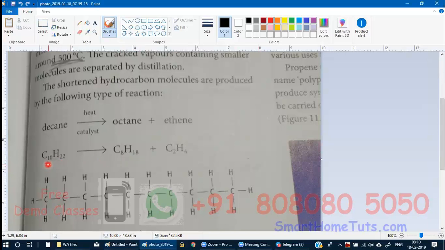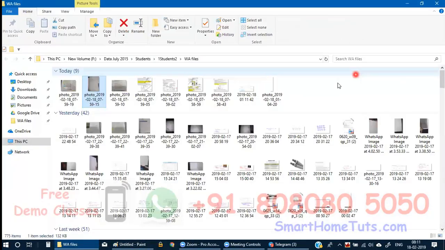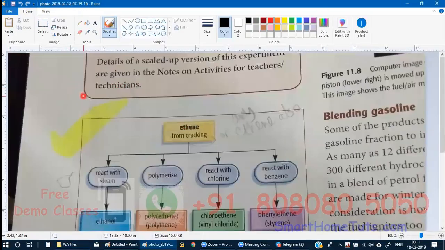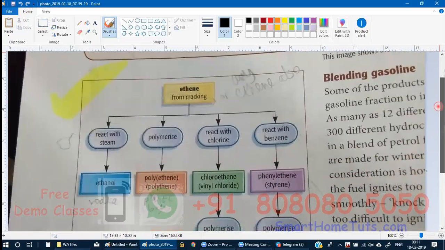Here C10 is getting separated into C8 and C2. It can be C5 and C5 also. C5H10, C5H12. It can be C4, C6 also. That way separation can take place. It's not necessary that it has to be like this only. So what is catalytic cracking? The cracking which is done in the presence of a catalyst. Catalyst is used in that cracking process.